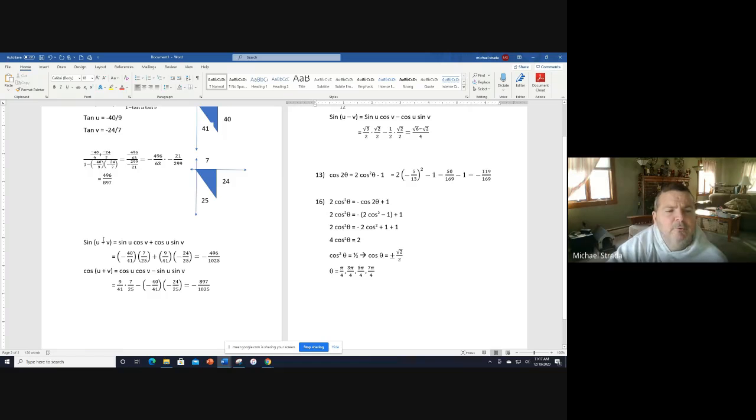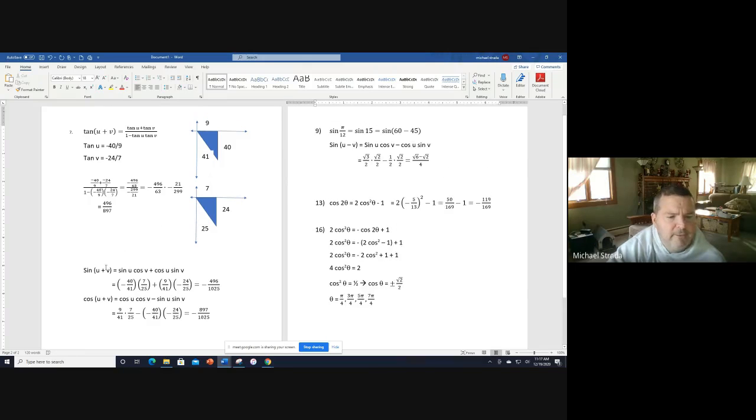The sine of u plus v, we're going to use the same ideas. Sine u plus v is sine u cosine v plus cosine u sine v. So I do negative 40 over 41 times 7 over 25. And I add to that the 9 over 41 times the negative 24 over 25. I end up with negative 496 over 1025.